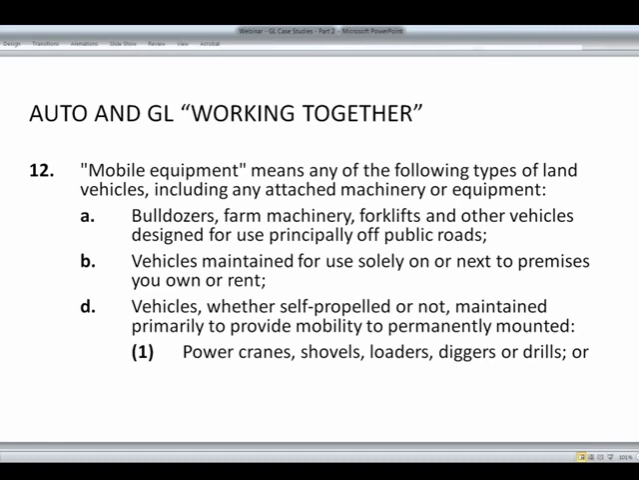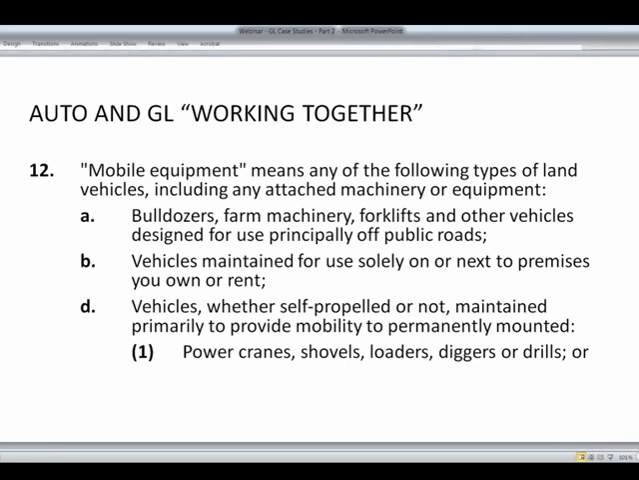Therefore, if it had an auto loss on the highway, before the change in the coverage form in 04 and 06, it was a general liability coverage, but now it's not. It is auto liability coverage because that farm equipment has to be licensed for the highway. And therefore, even though it meets the definition of mobile equipment, it will not be considered mobile equipment because of that concern.